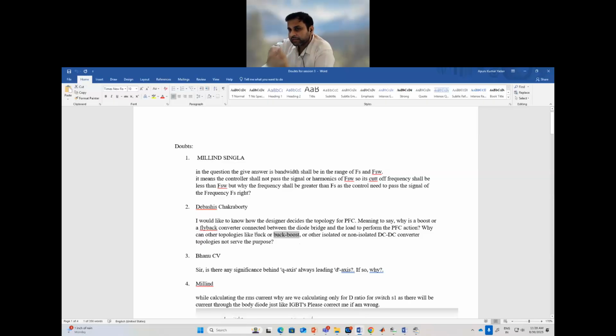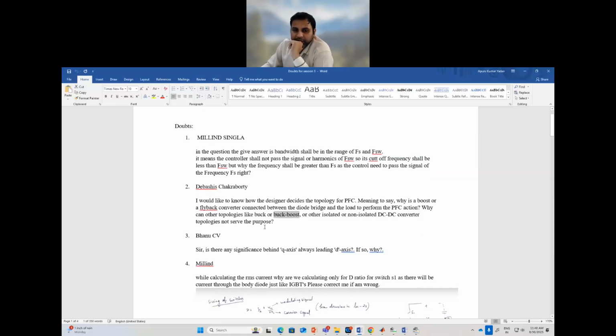Again, obviously you are using mostly boost PFC operation. Why are you using a boost PFC converter? Just because you have an input inductor, it is very easy to implement the average current mode control into that. And then you can have various derivatives of the converter. That is what I have given in the question. One of the derivatives of the boost converter is buck boost, you can have it, but again you have a negative voltage at the output, so that you have to keep in mind.